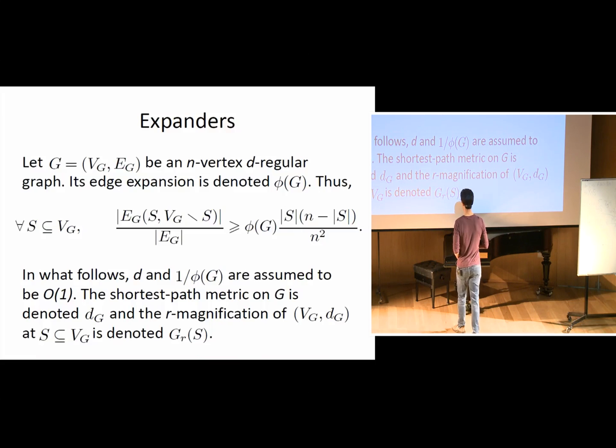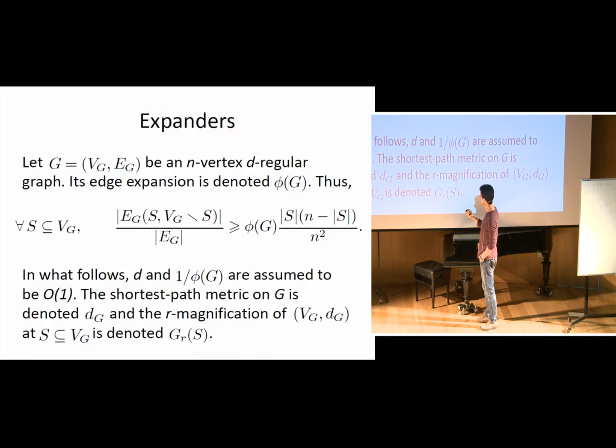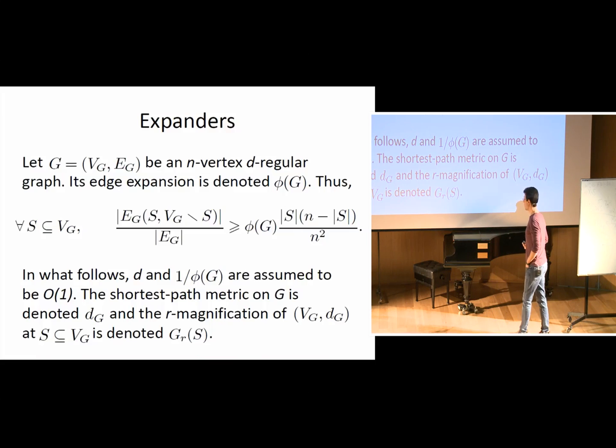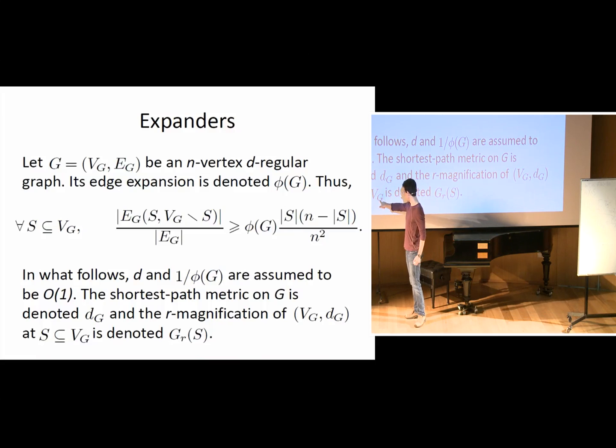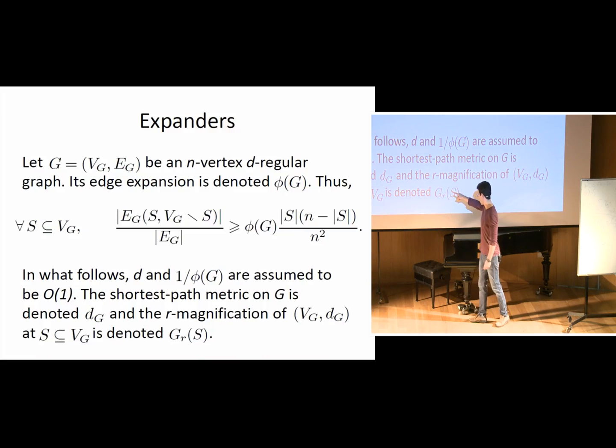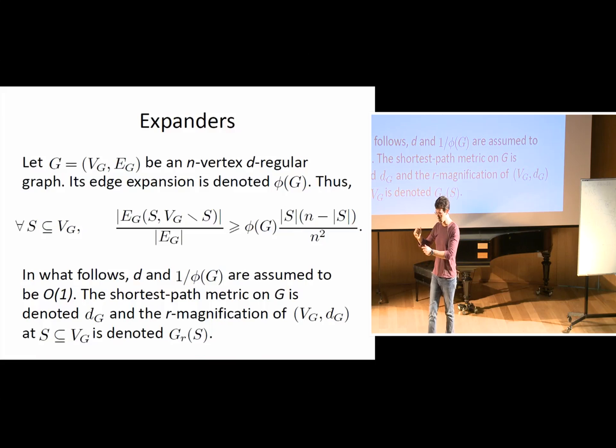And in what we discuss, I'm going to write these twiddle signs. They're actually going to be depending on these parameters, but assume that this is a constant and everything is a constant in all of these things. Whenever I write d sub G, I mean the shortest path metric on the expander. And when I have a subset of the vertices and a parameter r, what I called before X sub r of S, I'm going to call G sub r of S. So it's taking the shortest path metric on the expander, but magnifying it on the subset. We're going to choose a subset. Okay?